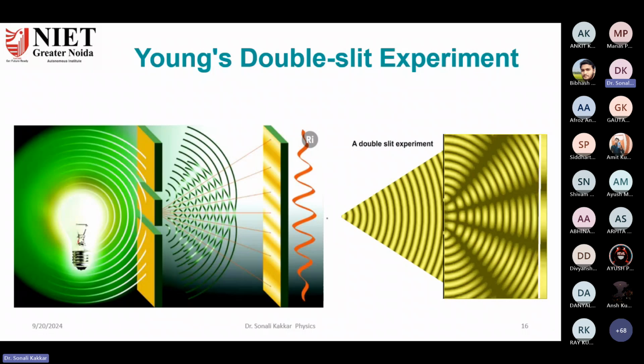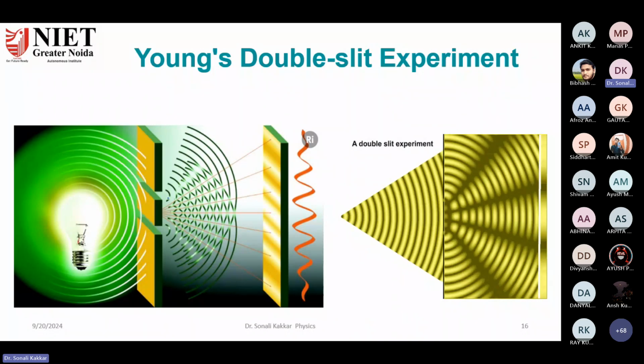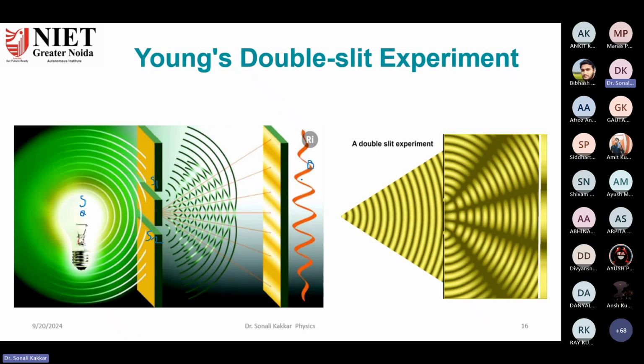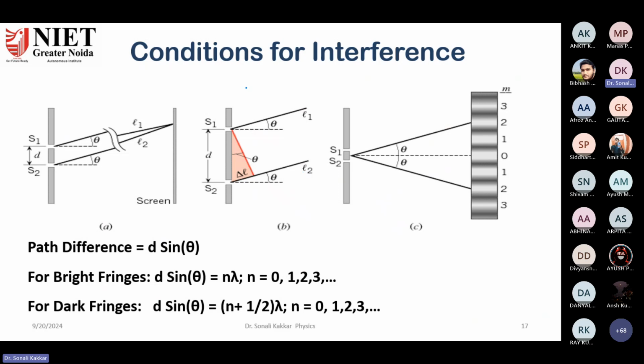So this is Young's double slit experiment. Here it is considered to be spherical wavefronts. This is the point source, and these are slits S1 and S2. Where crest meets crest, we get a bright fringe, and where crest meets trough, we get a dark fringe.